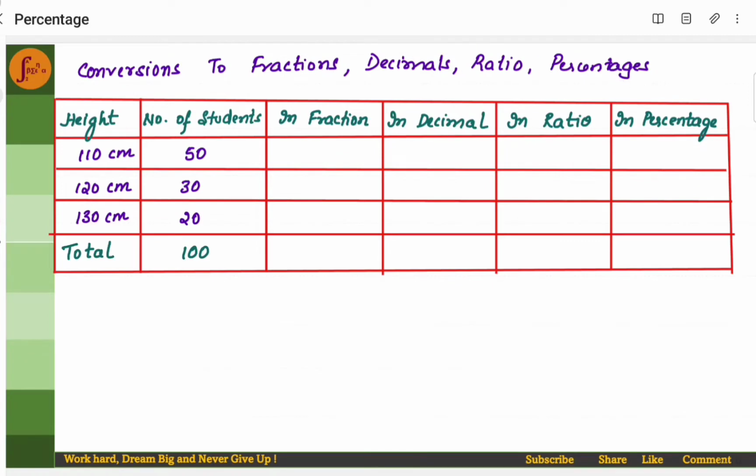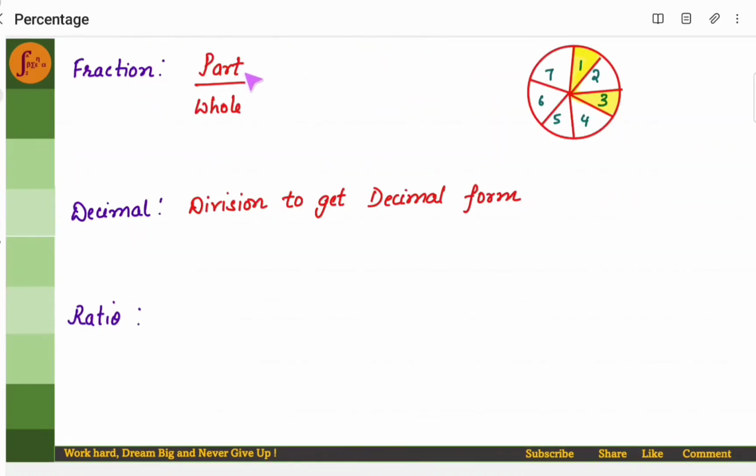Now, before we look at the conversions, let's recall fractions, decimals, and ratio at a high level. What is a fraction? A fraction is a part by whole. Suppose I have a circular plate, and I have divided the plate into 7 parts. So the total parts is 7.